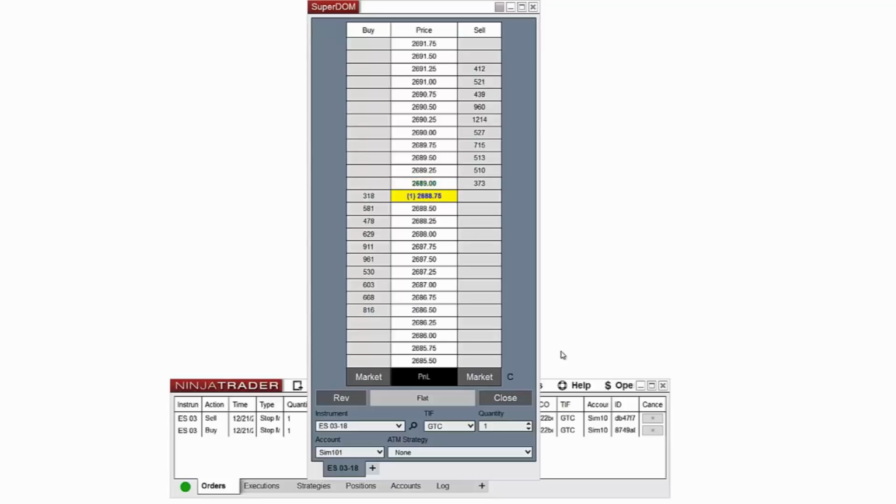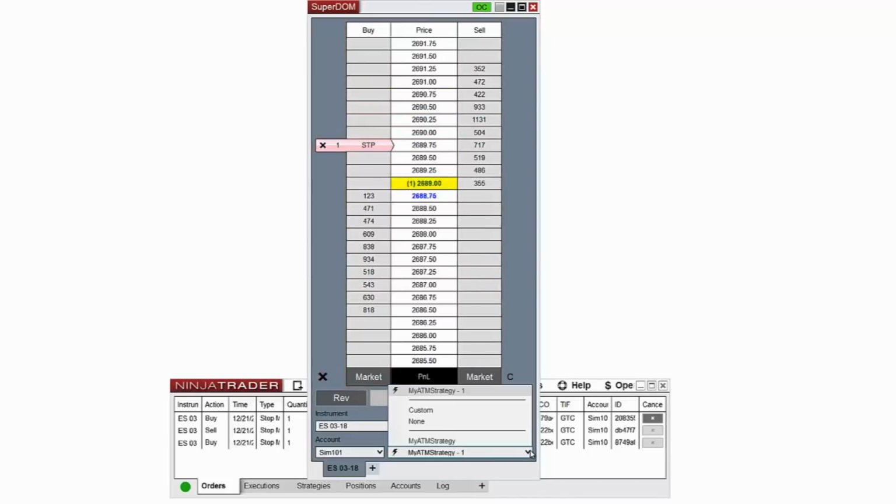I'm going to demonstrate how to plan for and take advantage of a breakout using an ATM strategy and OCO entry orders in NinjaTrader. First, I will select my ATM strategy, which will manage my exit orders. Next, I will enable OCO mode, and then place a stop order above and below the market with the ATM strategy selected.